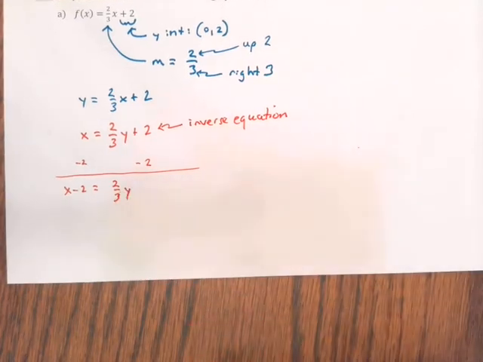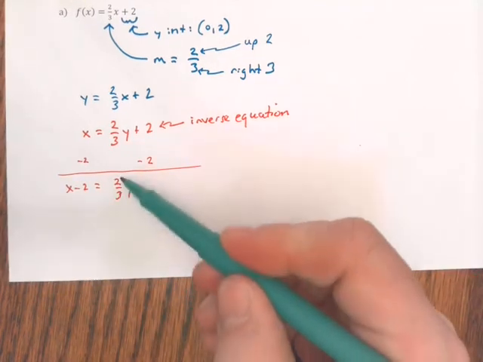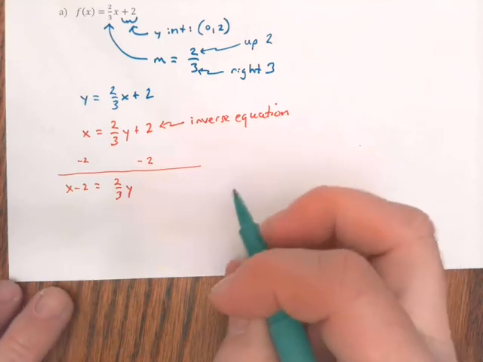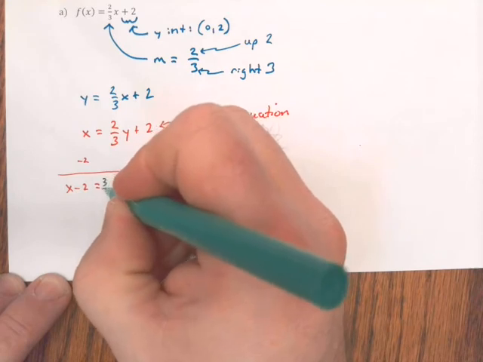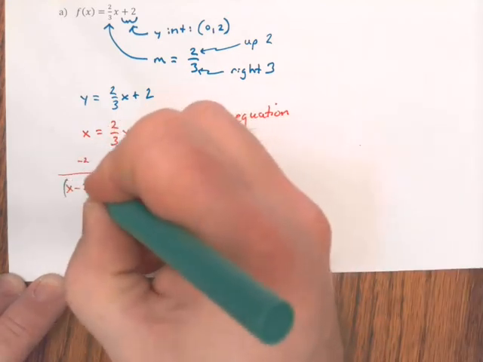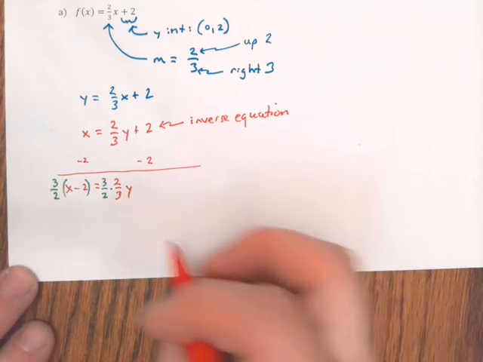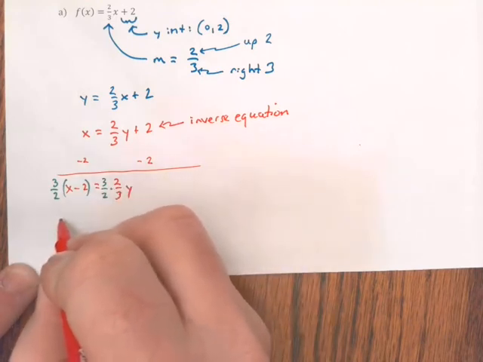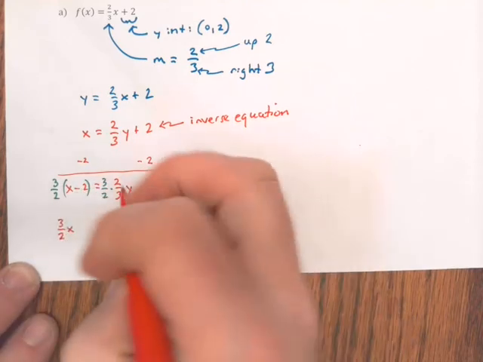And then to get the y by itself, I could divide both sides by 2/3. That would undo this multiplication, but dividing by a fraction is the same as multiplying by its reciprocal, so a better option, instead of dividing by the fraction 2/3, would be to multiply by its reciprocal. So I'm going to multiply both sides of our equation by 3/2. If I take this 3/2 and distribute it into the parentheses, that would give me 3/2 x, and then 3/2 times a -2 is a -3.